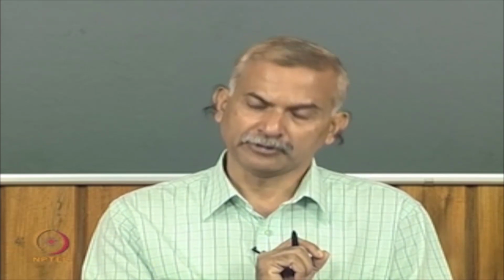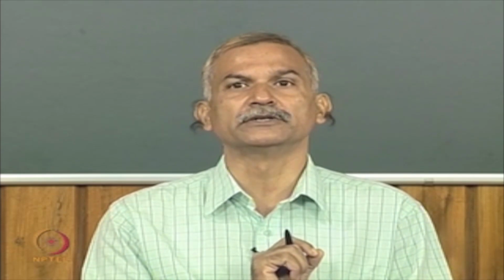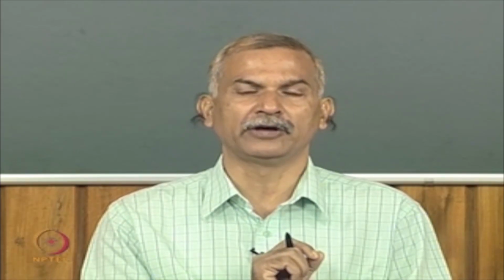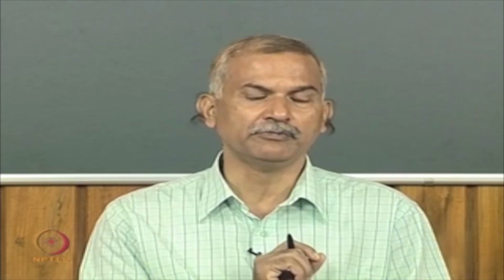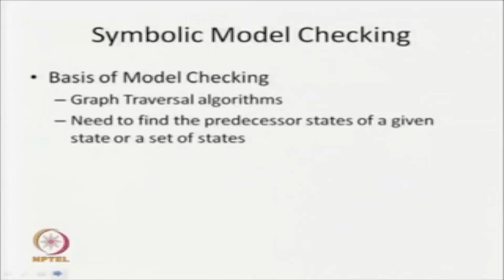And I have slightly introduced that this data structure can be used to implement the model checking algorithm. When we use ROBDs, or in particular OBDs, to represent our transition system and implement a model checking algorithm, we call it symbolic model checking, because we are symbolically representing the entire system. So, what is the basis of our model checking algorithm?